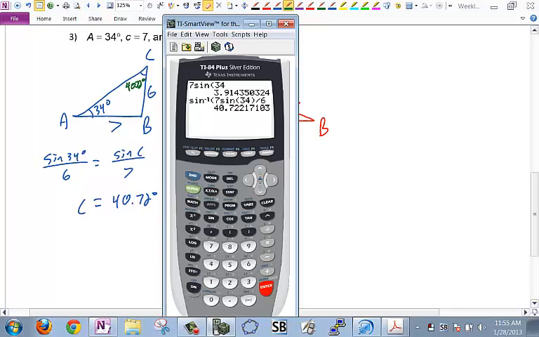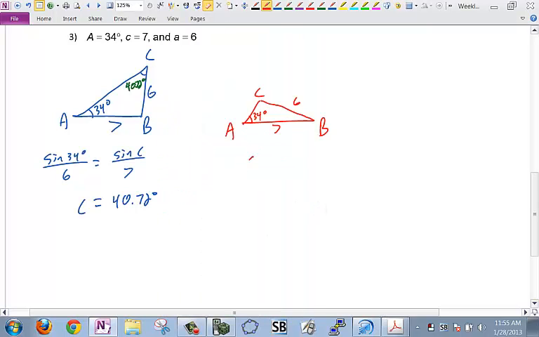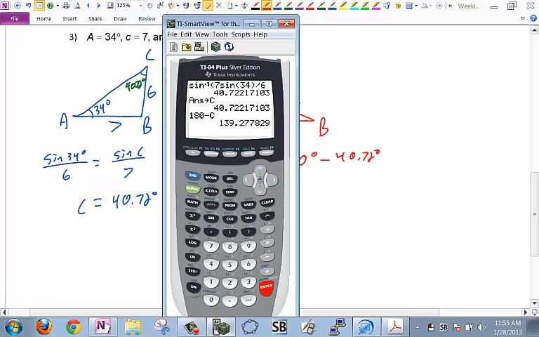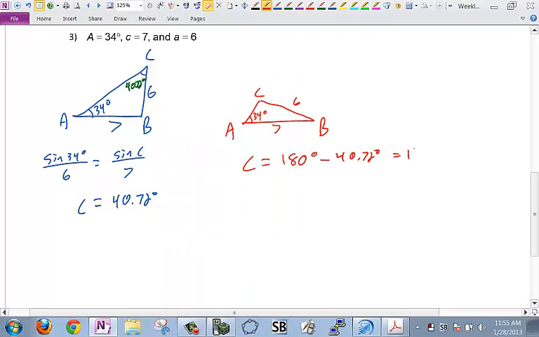I'm going to actually store that for C in my calculator. I immediately subtract that from 180 to get the other angle C in the red triangle. So the red angle C is going to be 180 minus 40.72. So I get 139.28. And that is the obtuse angle C right here.